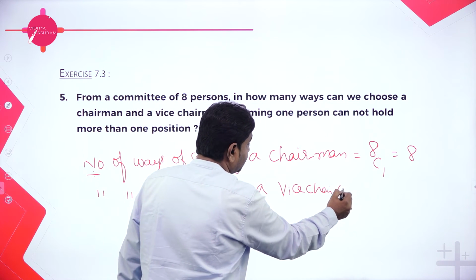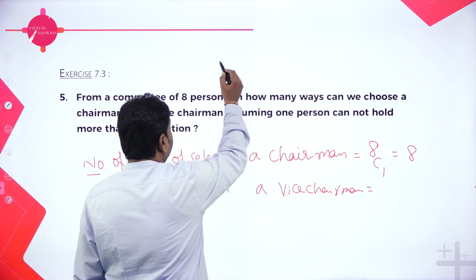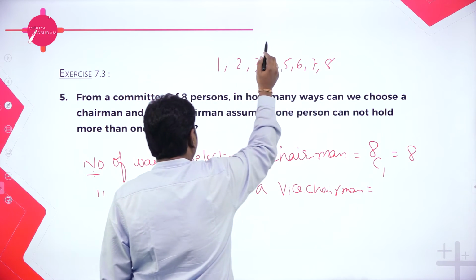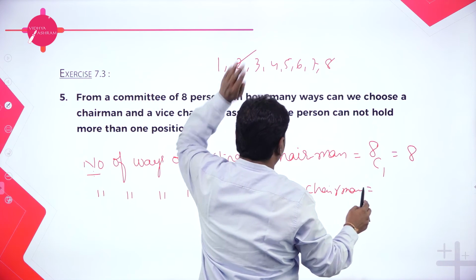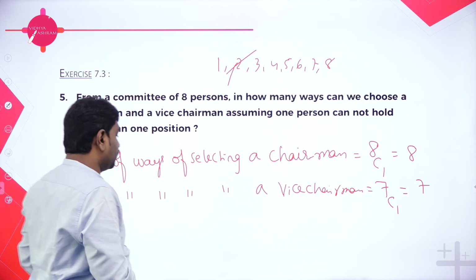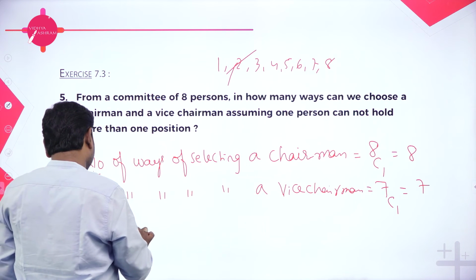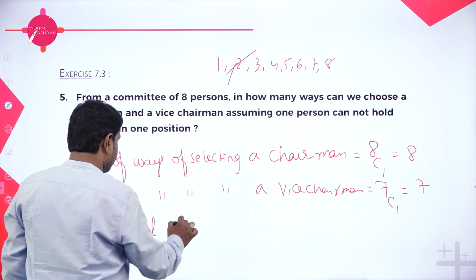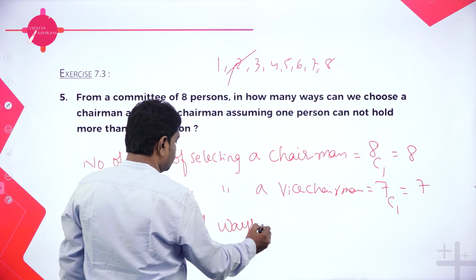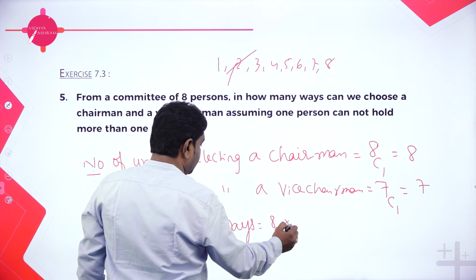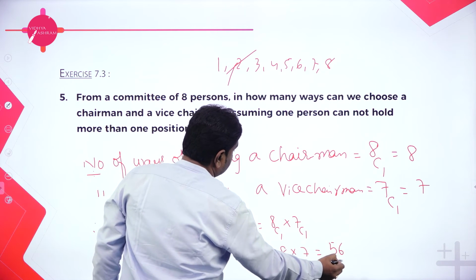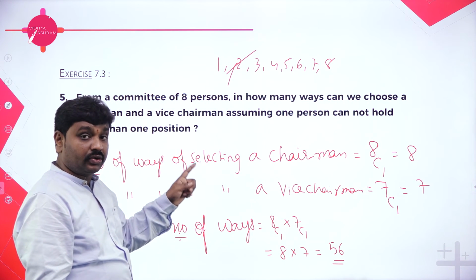Please understand here, already you selected 1. Out of 8 people, 1, 2, 3, 4, 5, 6, 7, 8, you selected any 1. So you remove 1, you have 7 people. From 7 people, select 1, 7 ways. So therefore, total number of ways is equal to 8C1 into 7C1, that is 8 into 7, that is 56. Please understand, these steps are required for your board exam.